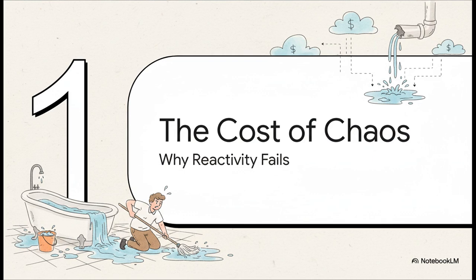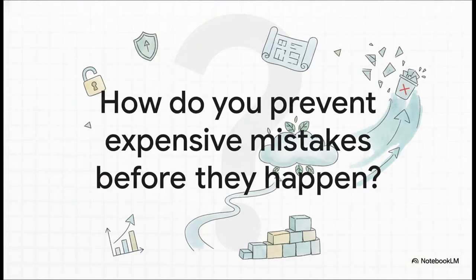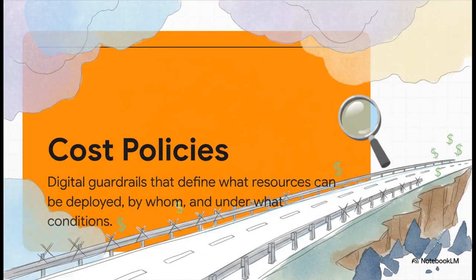Let's start with a problem that I think almost every organization faces. Most of our cloud cost management is reactive. It's like mopping up a flooded bathroom floor instead of just fixing the leaky pipe. You're always cleaning up the mess after the damage, and the bill has already been done. So that brings us to the real question, doesn't it? How do you get ahead of the problem? How do you stop those expensive mistakes from happening in the first place, instead of just hunting them down after the fact? Well, the answer is by building cost policies.